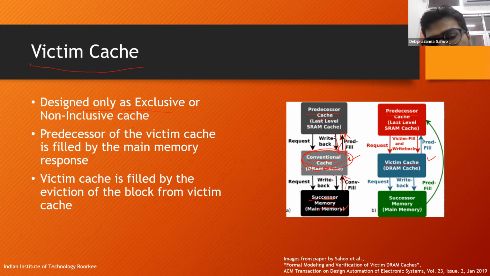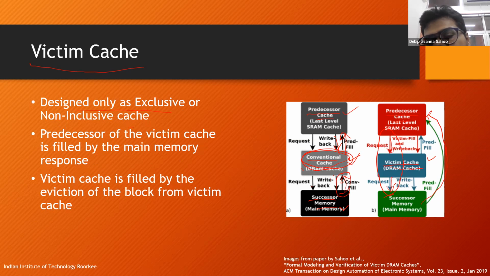In contrast, in a victim cache design, you have a predecessor cache, you send a request, and upon a miss in the victim cache, again, the request is forwarded to the main memory. So the request data path is the same, whereas the response data path is different. In a response data path of a conventional cache, you were filling the conventional cache first and then the predecessor cache. But here, you directly fill the predecessor cache.